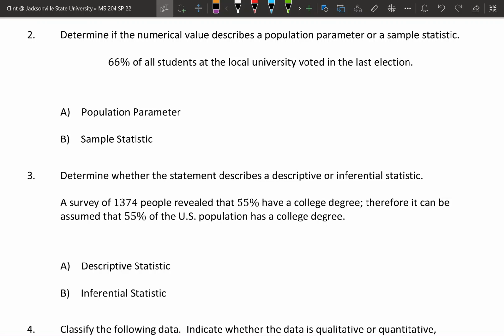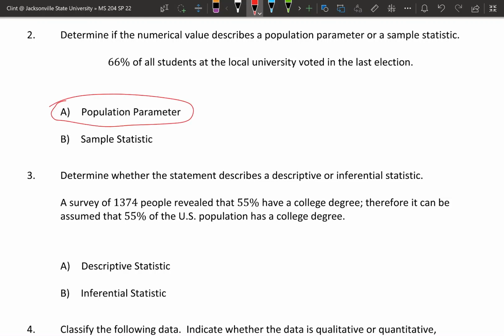Okay. Number two, we want to decide if we're looking at a population parameter or a sample statistic. So we just have to look at what the number is describing. Is it describing a sample or a population? So this one says 66% of all students at the local university voted in the last election. We don't have anything in here telling us about a sample being taken or anything like that. So our population here would be all the students at the local university. That 66% is describing the population. So this is a population parameter.